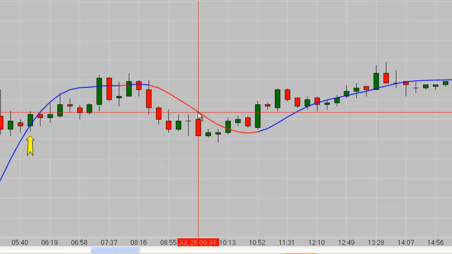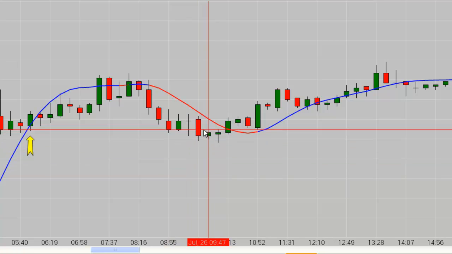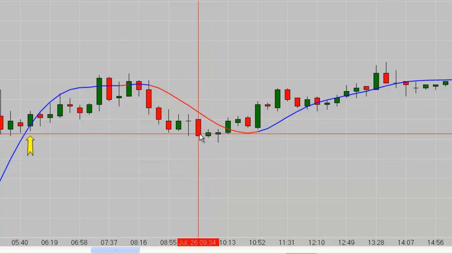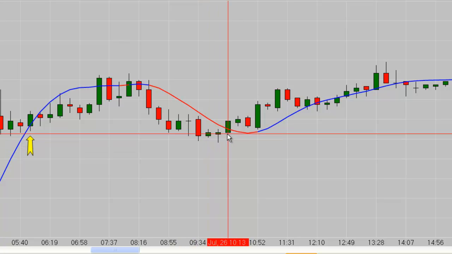Okay, right here, 13.51 and 11. We have to round that down to 13.51. The high of this candle is 13.50.50. So it never pulled back over here far enough to trigger us in. But it did right here.